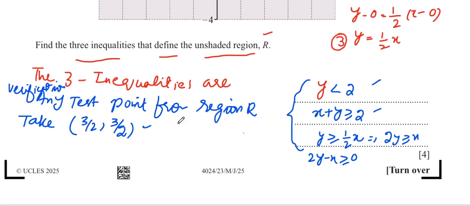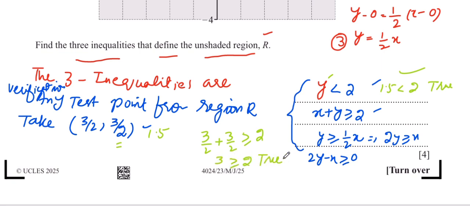When you put x equal to 3 by 2, that is 1.5, in the first inequality, this becomes 1.5 less than 2. Is this true or false? This is true. When you put x equal to 3 by 2 and y equal to 3 by 2 in the second inequality, it becomes 3 by 2 plus 3 by 2 greater than or equal to 2. That is 1.5 plus 1.5, which equals 3. 3 greater than or equal to 2, this is true also. So the test point also satisfies this inequality.